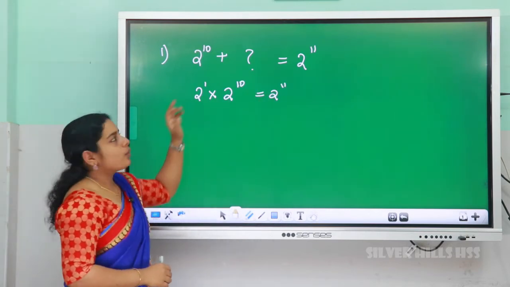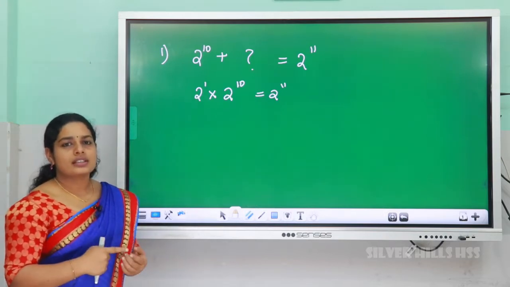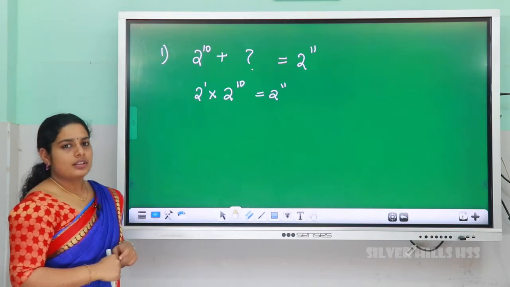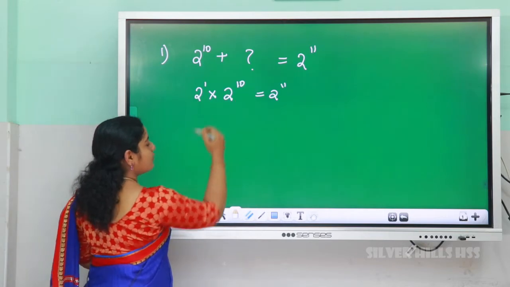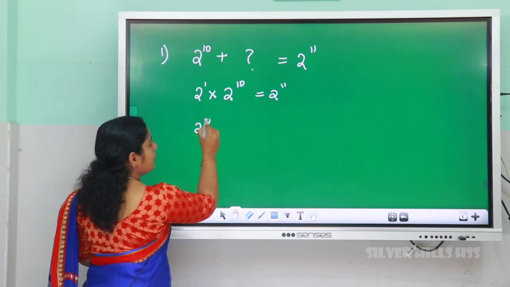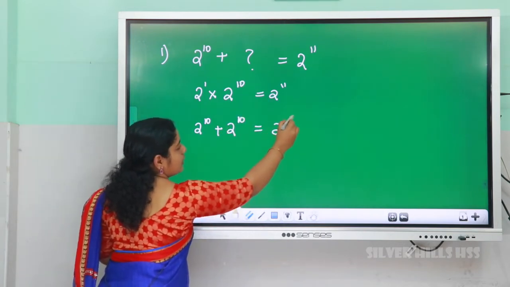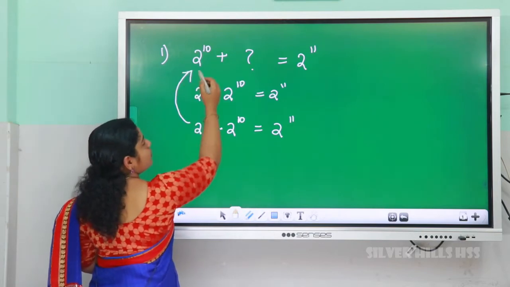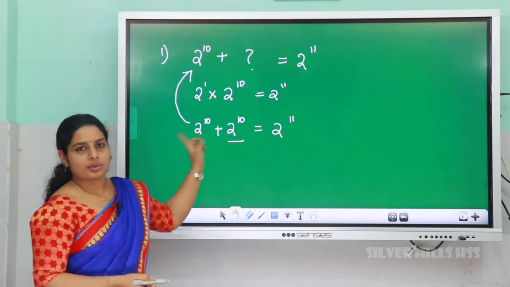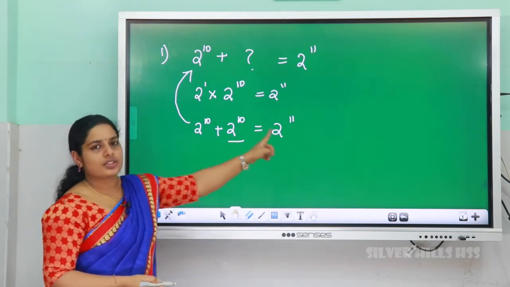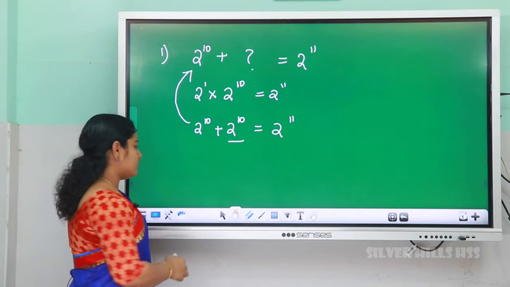So, using this we are going to solve this. 2 times 2 raised to 10 means what? 2 raised to 10 is added 2 times. That is, instead of 2 into 2 raised to 10, we can write 2 raised to 10 plus 2 raised to 10, which is 2 raised to 11. So, we got the answer. We need to add one more 2 raised to 10. 2 raised to 10 plus 2 raised to 10 will give you 2 raised to 11. Okay, that is our first question.